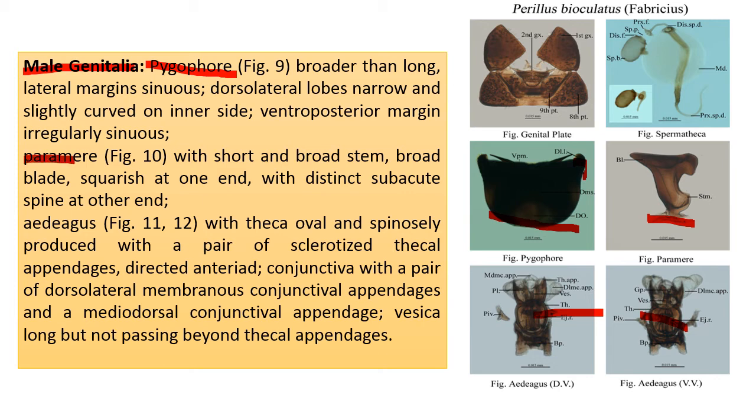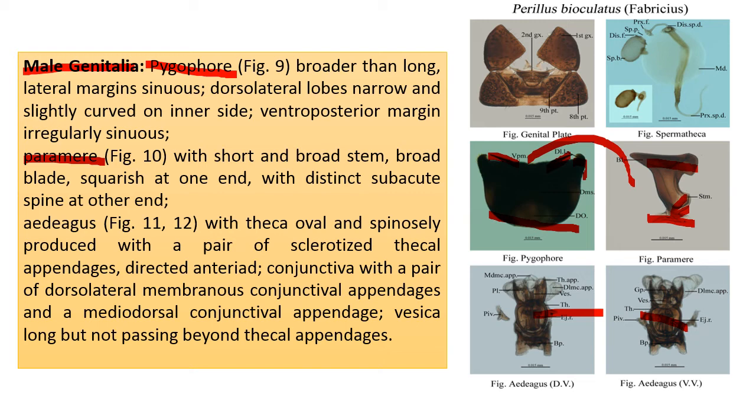The second part is the paramere, as we are talking about. We have taken out this part, and this is the paramere. You can see it has a short stem, and this is a broad blade, squarish at one end, and it has a spiny nature at the distal end.